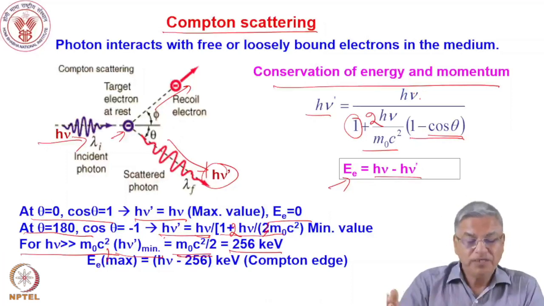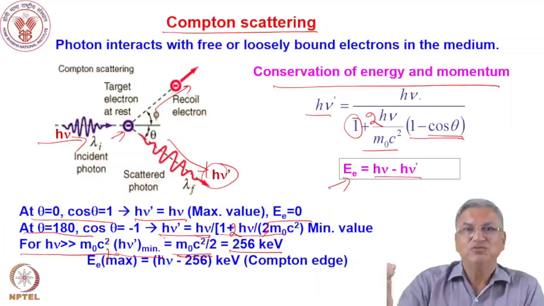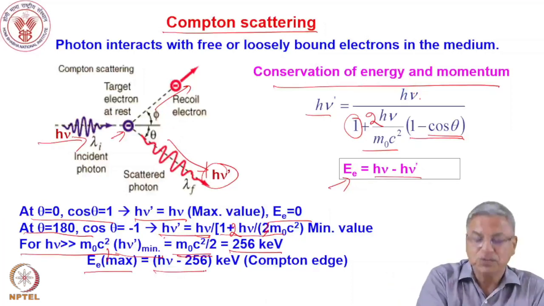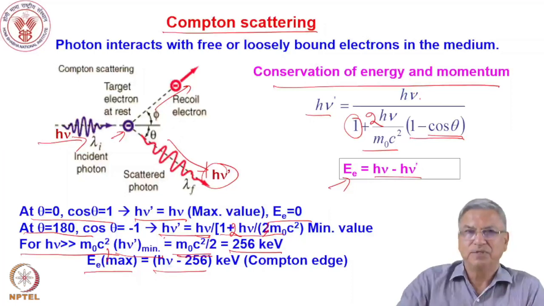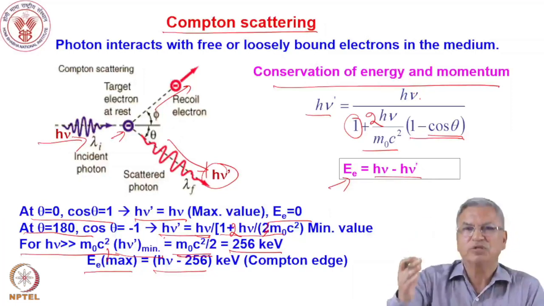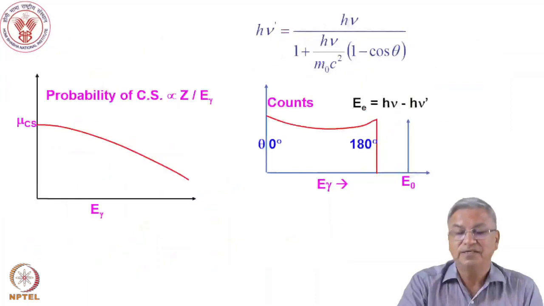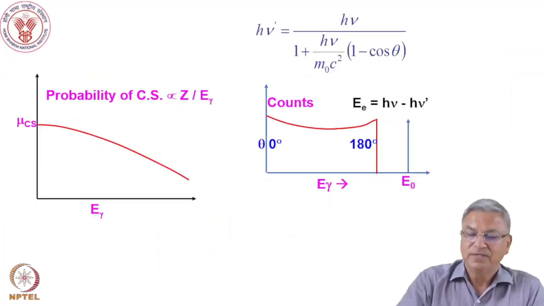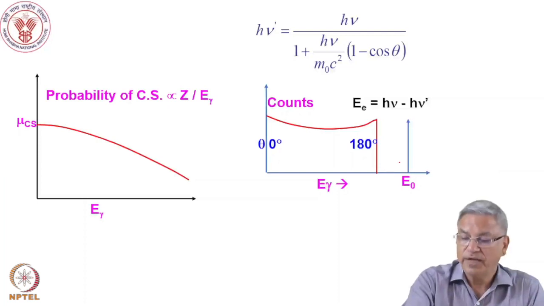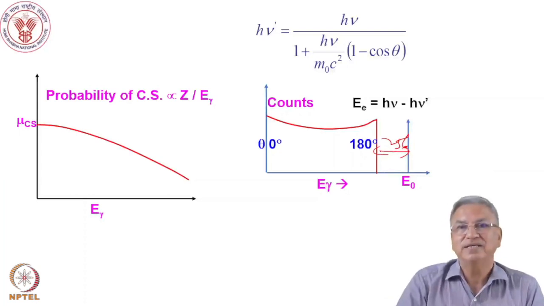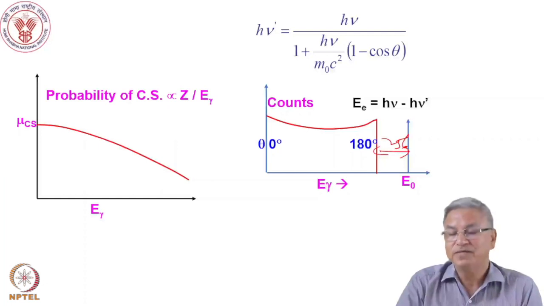So at 180 degrees, if the gamma ray photon energy is very high, you will find something called the Compton edge, because the energy of the electron will be h nu minus 256 keV. At the full energy of the gamma ray minus 256, there is a peak. It's not a peak, it's a hump. That is called the Compton edge. It is a typical feature of Compton scattering, which we will see in the subsequent slide. You can see here the Compton edge. This is 256 keV, if the photon energy is much higher than the rest mass energy of the electron.